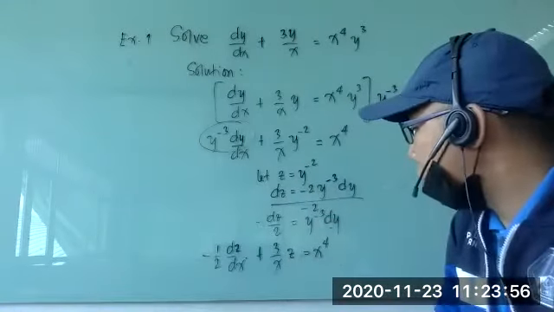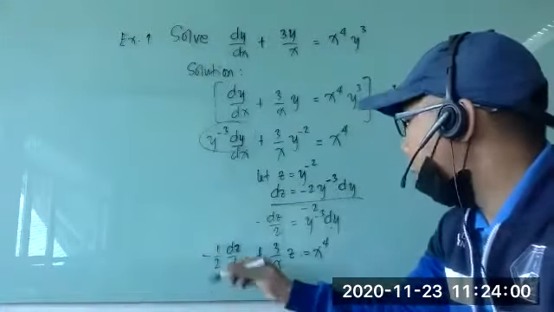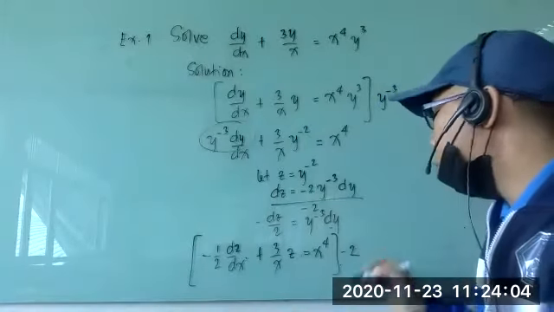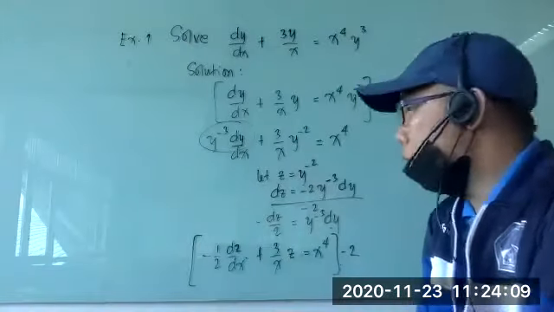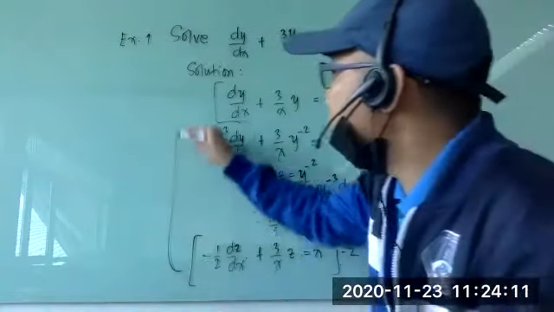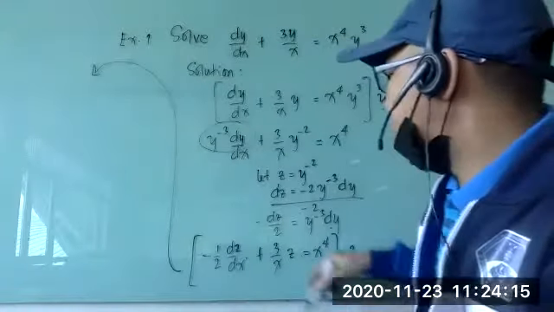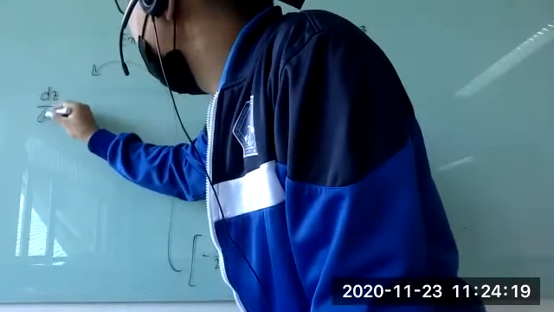So paano maging standard form yan, sir? Tanggalin mo lang yung negative 1 half dyan sa first term natin. So by multiplying both sides of the equation by negative 2 will make this linear in z. Naka-standard form na siya. So continue natin dito yung ating solution. So this will become dz over dx.